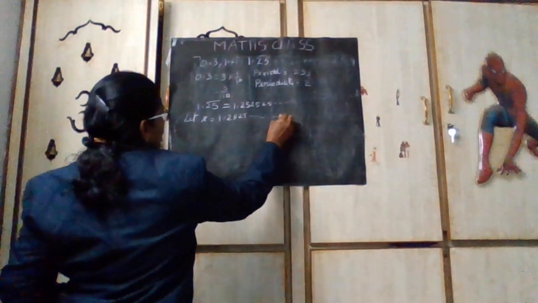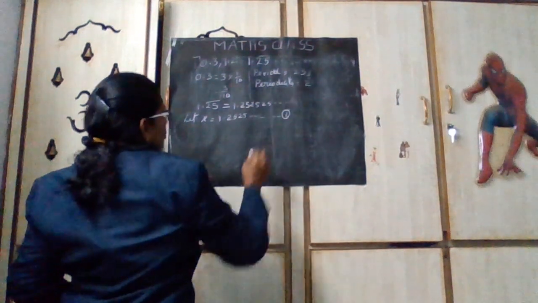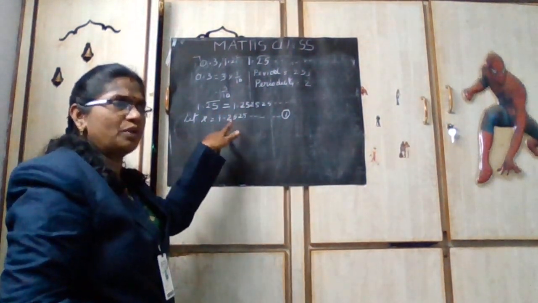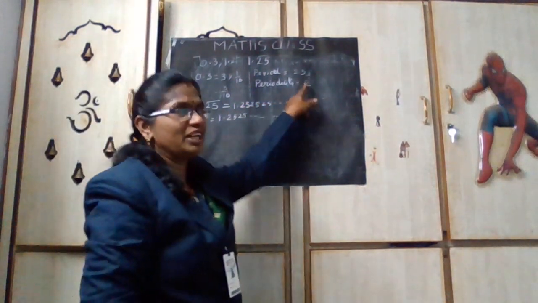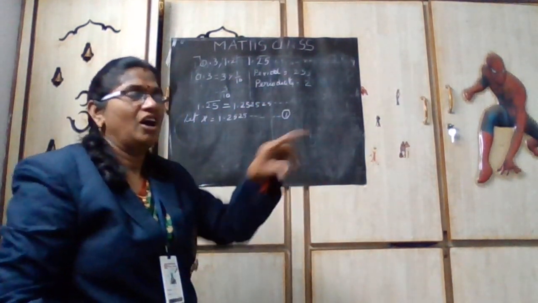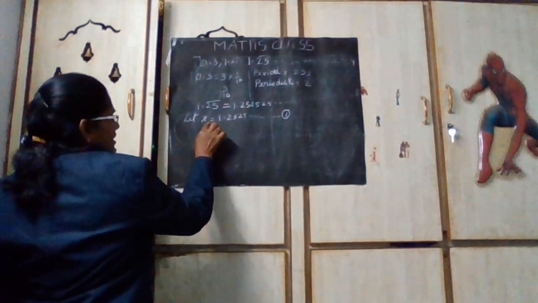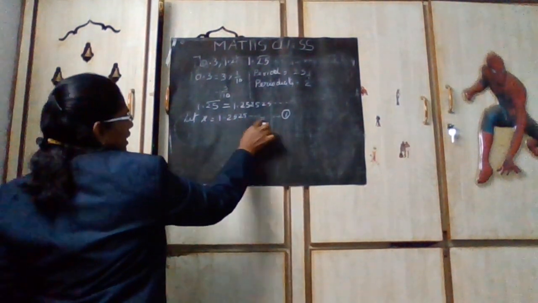1.2525 and so on. This is equation 1. How many decimal places do you have? 2 repeated. Periodicity is 2, so multiply by 100 on both sides of the first equation. What is the first equation? x = 1.25, 25, 25 and so on.